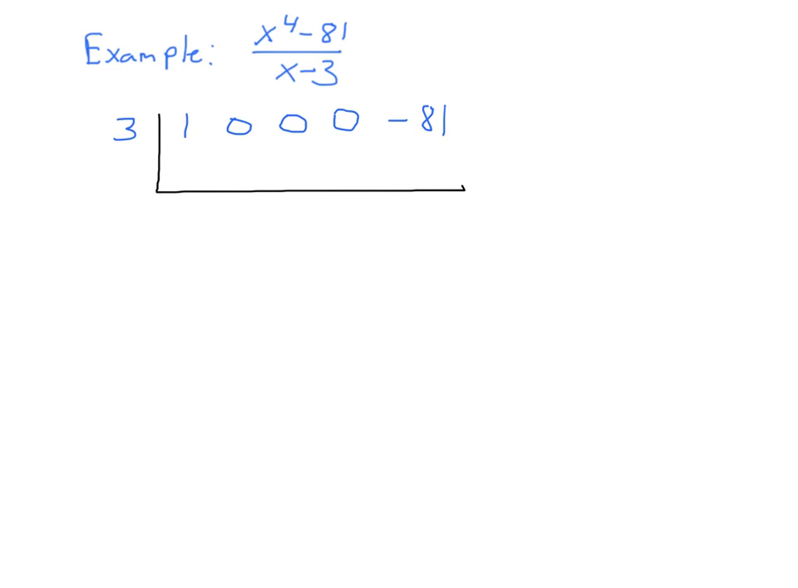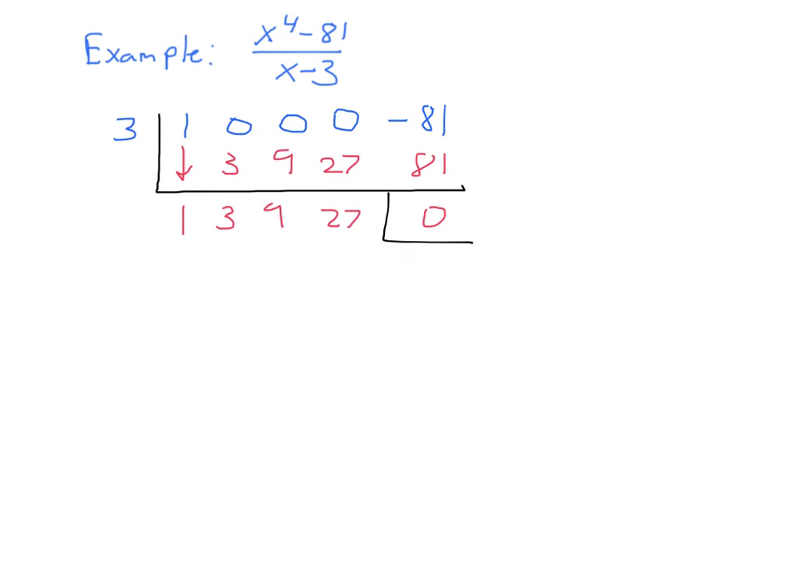Now I'm all set to do the synthetic division. The first thing is that 1, my first term, just comes down. That's going to be the first coefficient in my quotient as well. Then I take 3 times 1, I get 3, and when I add it, 0 plus 3 is 3. Then 3 times 3 gives me 9, and 0 plus 9 is 9. 3 times 9 is 27, add it up, I get 27. And 3 times 27 is 81, and when I add it, I get 0.